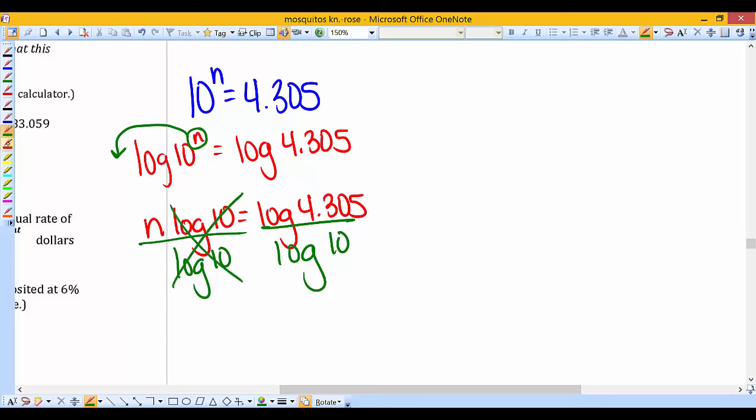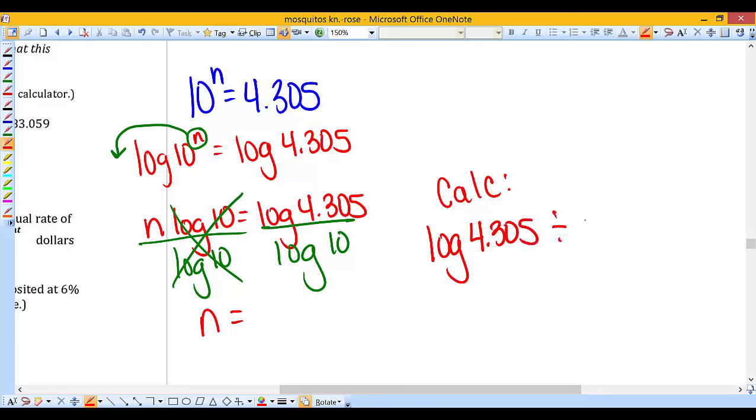Here it's going to cancel. So n will equal, in my calculator, I am going to plug in log 4. Now, if you guys are using my calculators, please make sure you're using parentheses. If you're at home doing this on your phone, you should not need parentheses. You should just be able to do log of 4.305, hit divide, log 10. It should not be so bad.